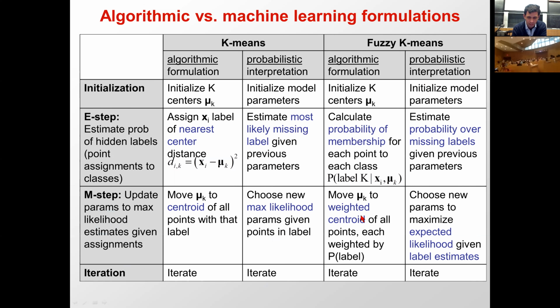With fuzzy K-means, it was exactly the same thing, but instead of choosing only the nearest center, we calculated the probability of membership. And instead of choosing the centroid of the points, we chose the weighted centroid, weighted by the probability. And here, instead of estimating the single most likely missing label, we estimate a probability over missing labels, given the previous parameters. Then we choose the new parameters to maximize the expected likelihood given the label estimates, instead of just choosing the single maximum likelihood. Okay? So basically this is weighing over all of the points that are assigned. Okay?